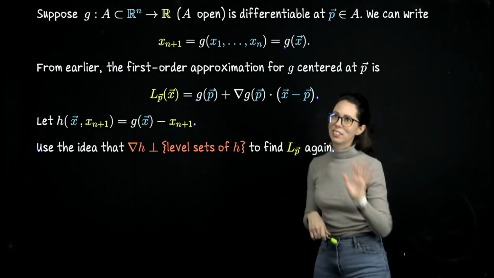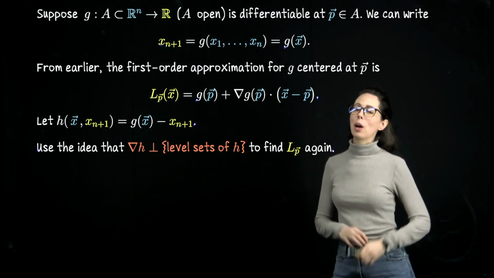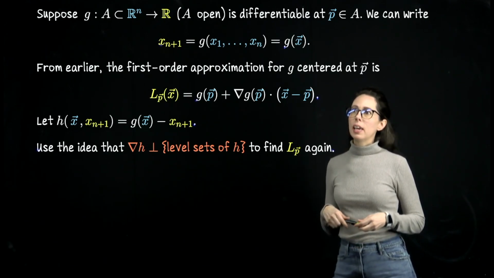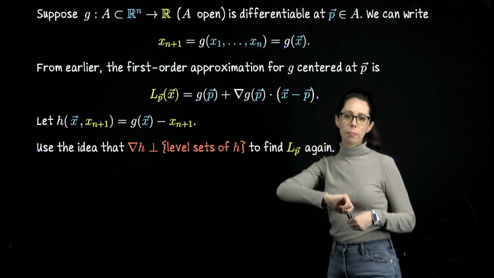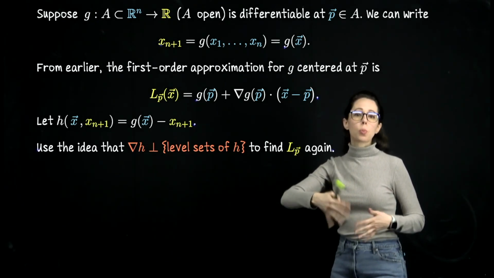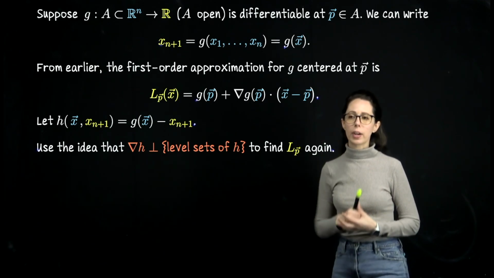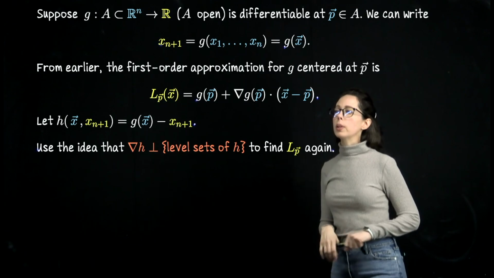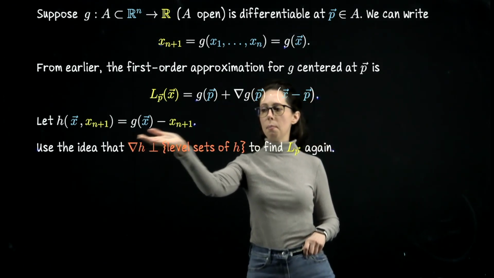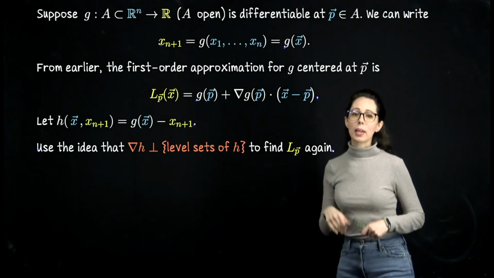Sorry, again, I really hope this sticks, but I hope I'm not sending you in circles. If our function here is z equals g of x and y, we would just say h is a function of x, y, and z. Its domain is perhaps all of R3. Okay, so that's what I mean by the x sub n plus 1 as it appears there. What we're going to say is that h is just g minus x sub n plus 1. It could be something like g of x and y minus z.